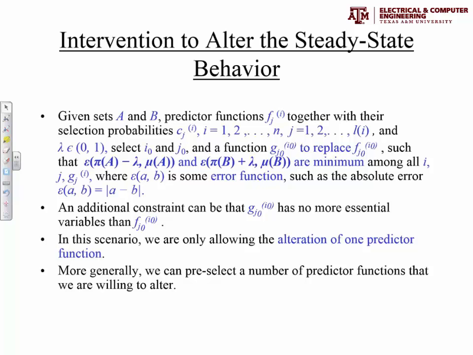So an additional constraint could be that Gi0,j0 has no more essential variables than Fi0,j0, because in the truth table, essential variables are variables that really matter when you're doing the prediction. So here we are allowing only the alteration of one predictor function. More generally, you could pre-select a number of predictor functions that we are willing to alter, but then the number of cases will be a lot more. So here it's 256 times 5.